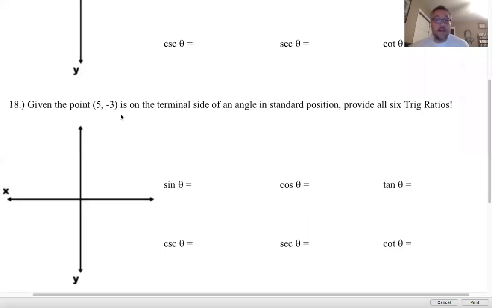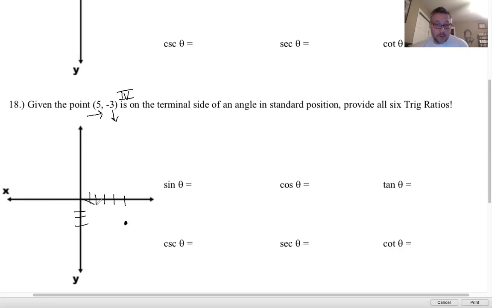Moving on to number 18. It's really the same type of problem, except the point has changed. 5, -3 is on the terminal side of the angle. Provide all 6 trig ratios. So again, I'm going to make a little hash marks, but before we do that, I'm going to figure out where we are. 5 is positive, so that means it's going to go to the right, and 3 is negative, so since that's the y, it's going to go down. So if we go right and down, we're in quadrant 4, so I need to go 5 to the right and 3 down. My terminal point is going to be right here.